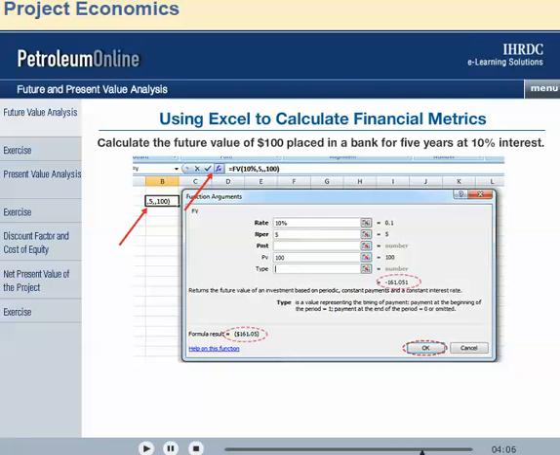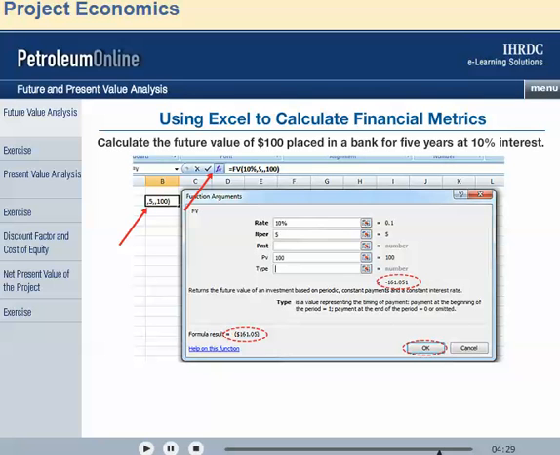We see the future value is $161.05. Note that it is negative because it reflects the amount of money you must pay out. In essence, you are borrowing $100 today, and you must pay back $161.05 in 5 years. So you are paying out that amount.